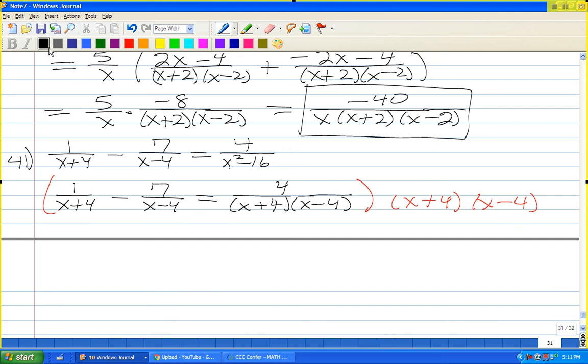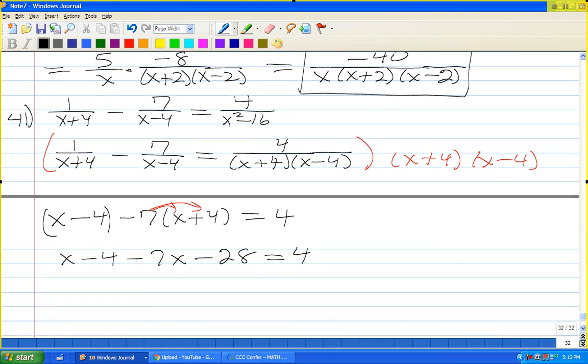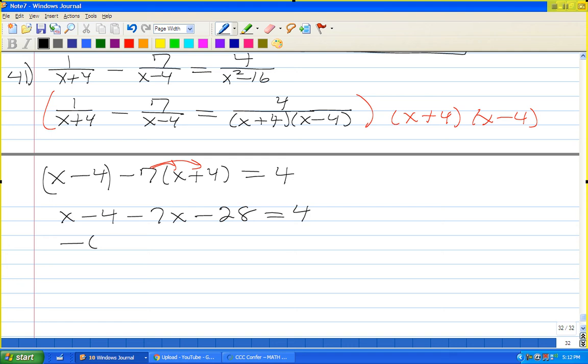So the x plus 4's cancel, so you just get x minus 4. The x minus 4's cancel, so you just get a negative 7 times x plus 4. The x minus 4's and the x plus 4's cancel, equals 4. Let me multiply the negative 7 inside the parentheses. So I get x minus 4 minus 7x minus 28 is equal to 4. Combine like terms, negative 6x minus 32 equals 4.